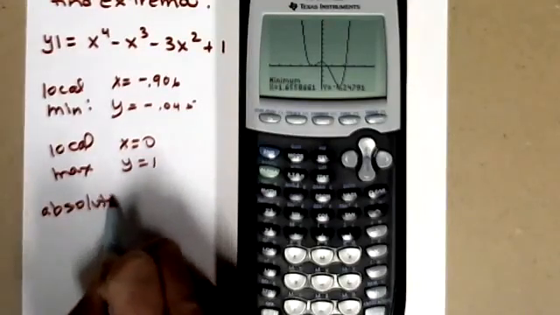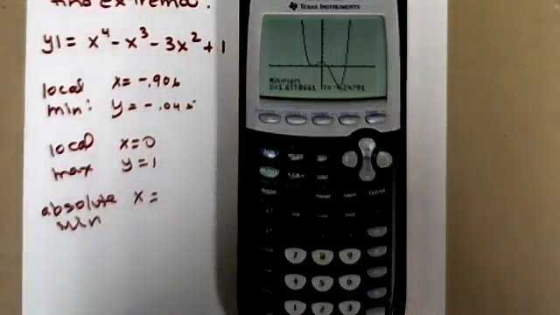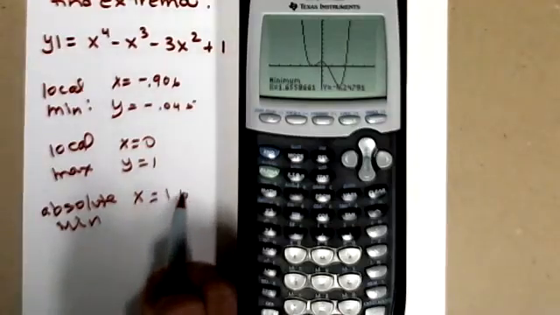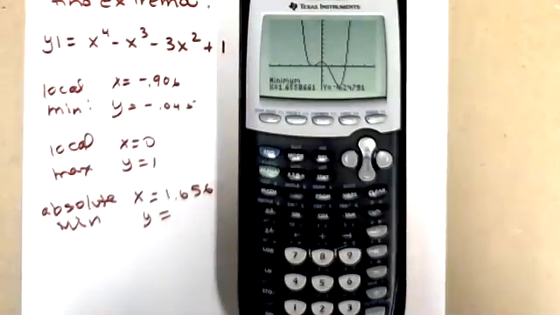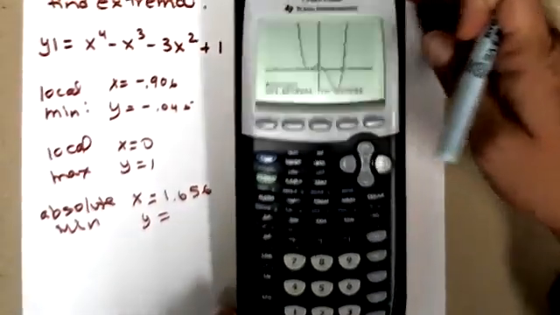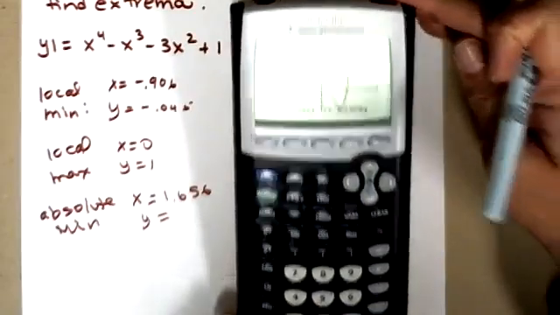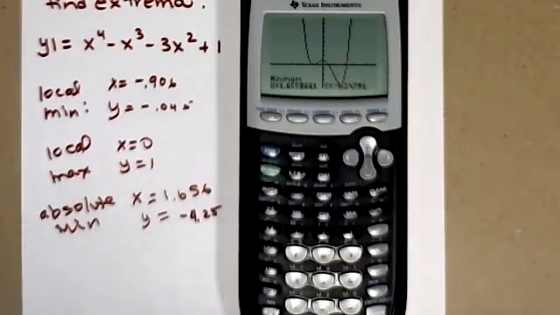So absolute min at x equals 1.656 and y equals negative, gotta tilt my calculator, there's that 4.25. So that's how you can use your calculator to do some basic options.